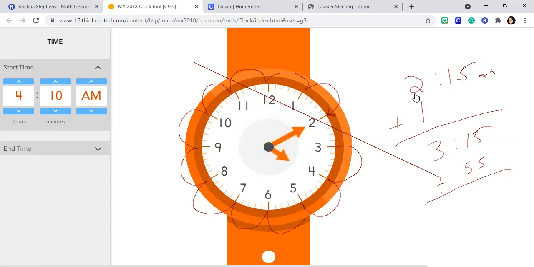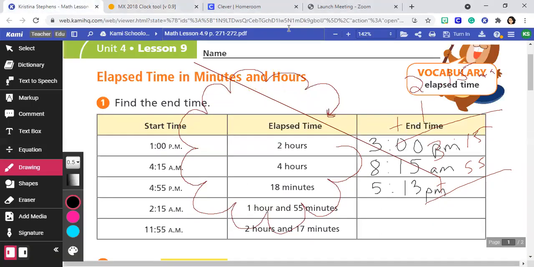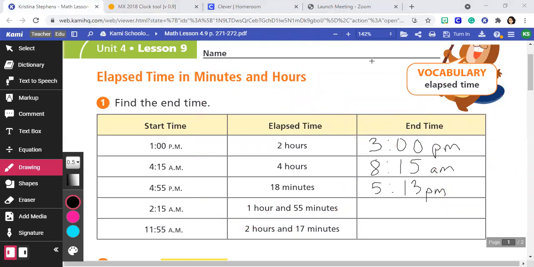So we started at 2:15. We went forward one whole hour and we ended up at 3:15. Then we needed to go around 55 more minutes. Well, that took us past the hour again, making it now 4 o'clock or 4:10 a.m. Oops, clear all my drawings, Mrs. Stevens. There we go. So 4:10 a.m. is our end time.